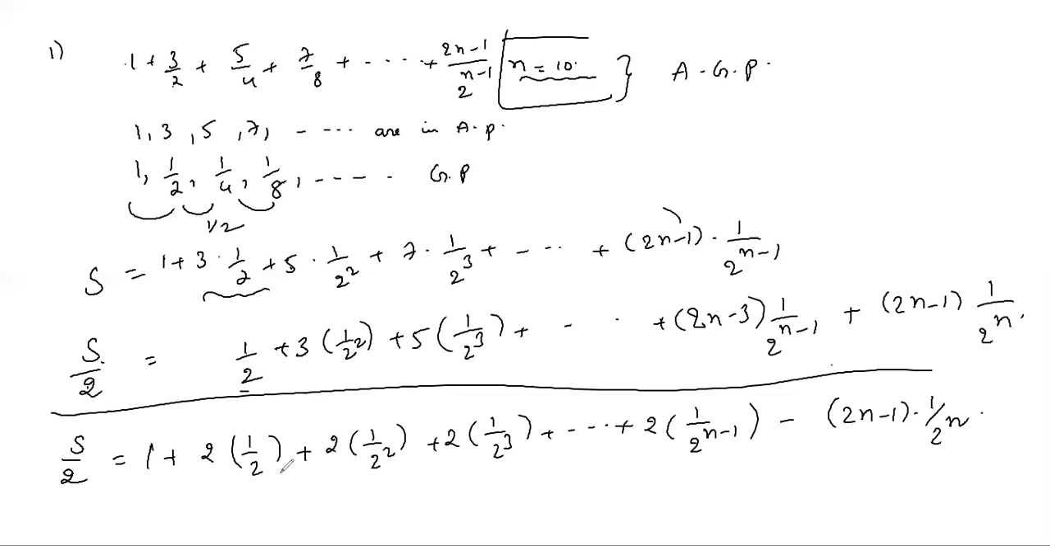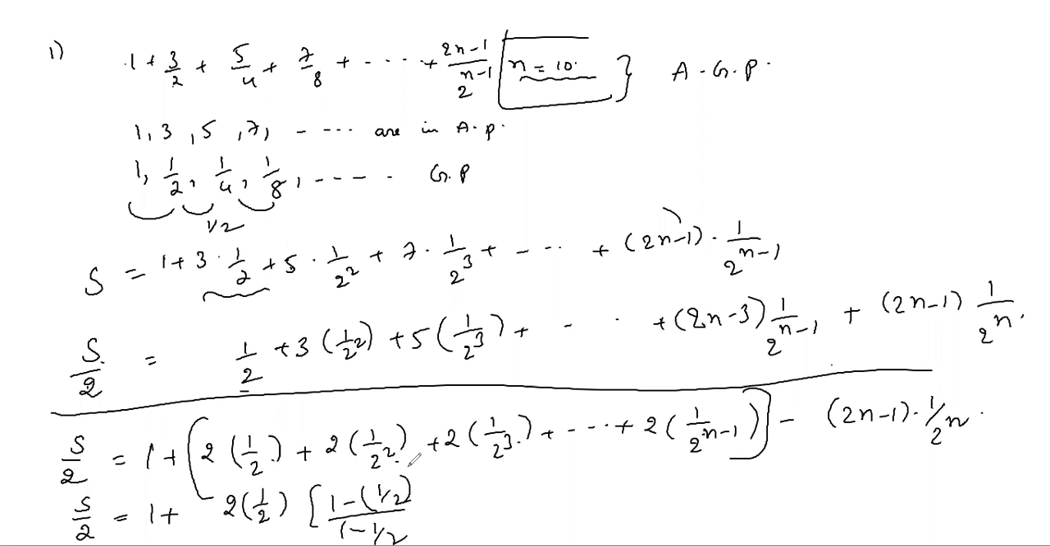See, in the middle if you see these terms, these are in GP with the common ratio 1 by 2. So S by 2 equals first term same. First term A, 2 into 1 by 2 first term, 1 minus, what is the common ratio? 1 by 2, by 1 minus 1 by 2. How many terms do we have here? 1, 2, 3 up to n minus 1. So only n minus 1 terms we get. Minus the last term you have to write the same. Okay. This is actually the sum of n terms, but we have to find for n equal to 10. Now you put n equal to 10. What do you actually get?